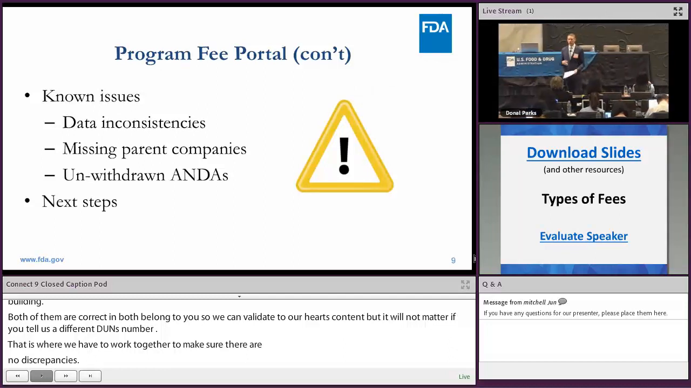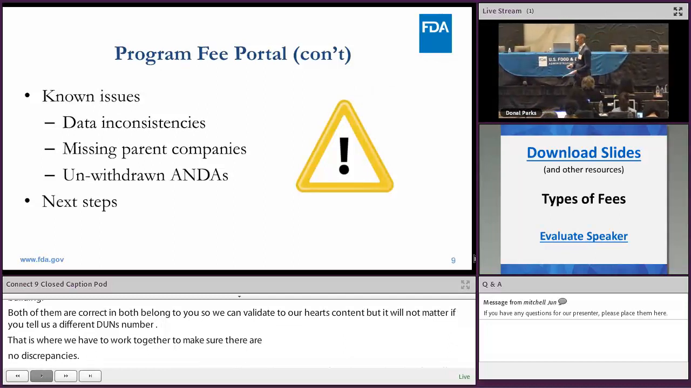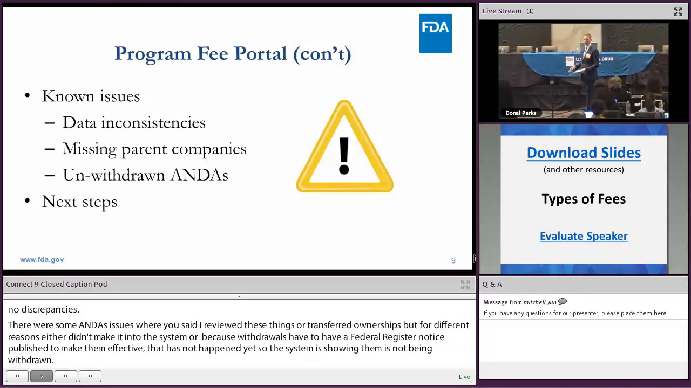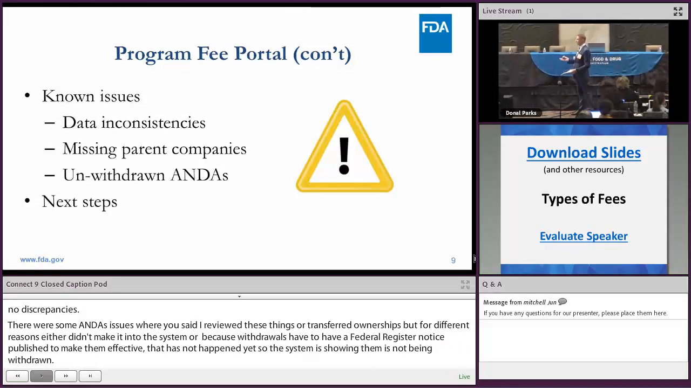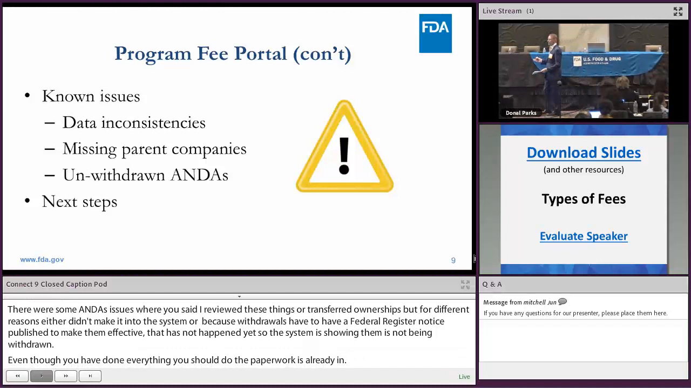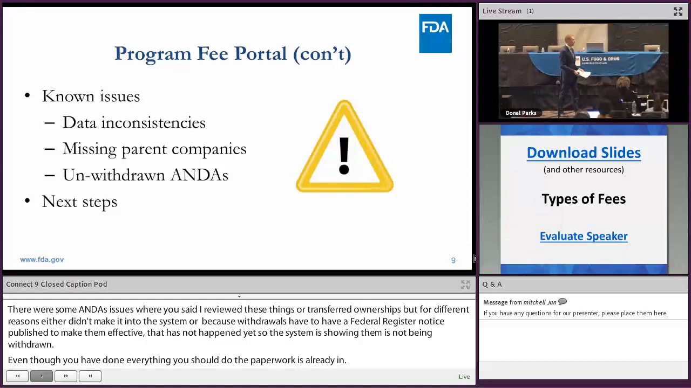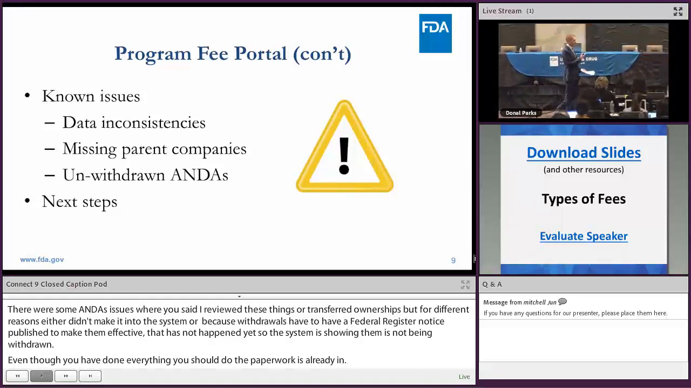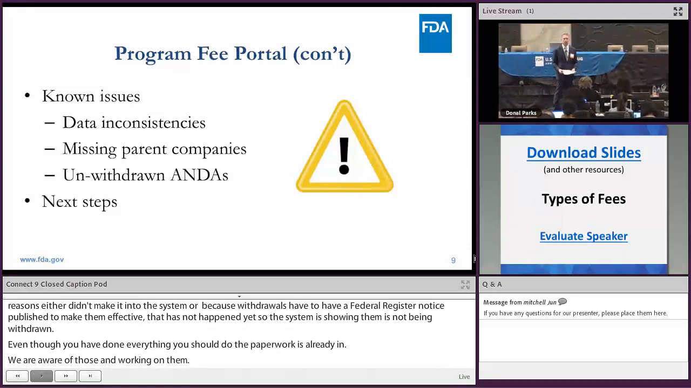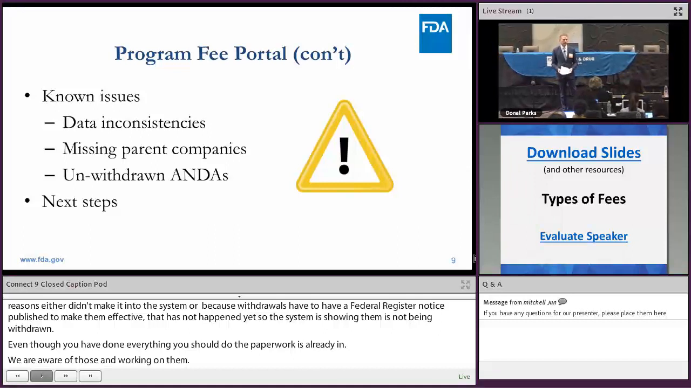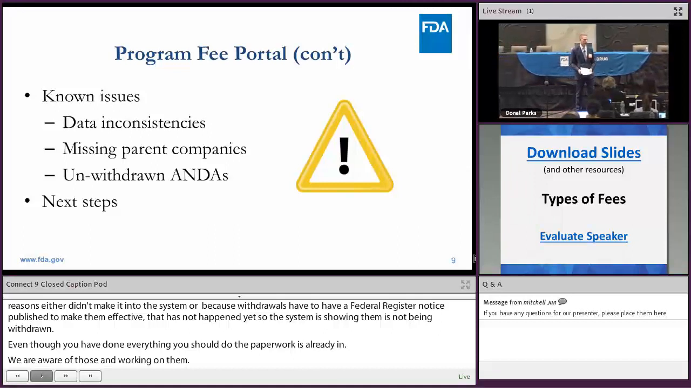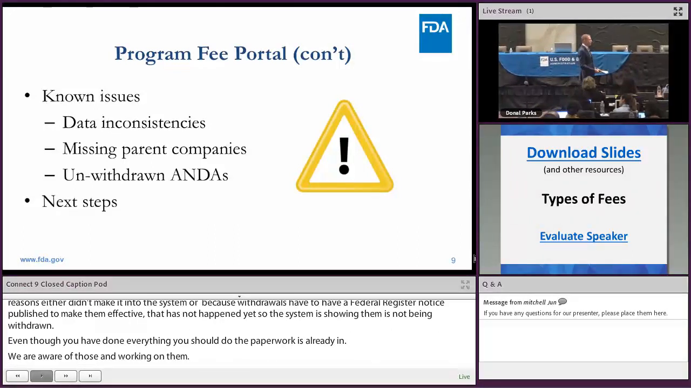Paperwork is all in, it's just working its way through a very cumbersome system. So we're aware of those and we're working on them. So in all of these cases, if there is something that isn't working right, if you see any data discrepancies, if you know that you've already told us something and it's not reflected there yet, I would ask you to talk to my staff. I'm going to have my contact information on the last slide, but my staff are standing by. We have a shared mailbox and a shared phone line that are monitored during business hours.